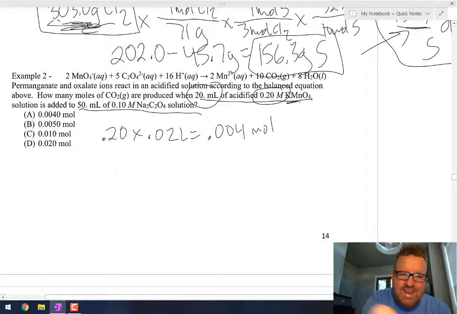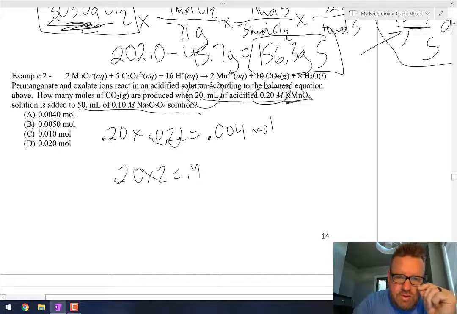See how I did that? I did it with a number I knew the answer to. I knew 0.2 times 2 would equal 0.4, but it's not times 2. So I thought, oh, well, here, 2 spaces to the left. So I moved that decimal 2 spaces to the left. So we have 0.004 moles of KMnO4.